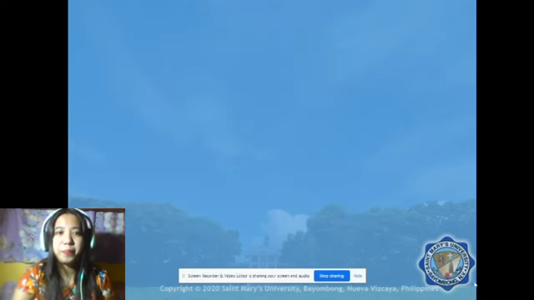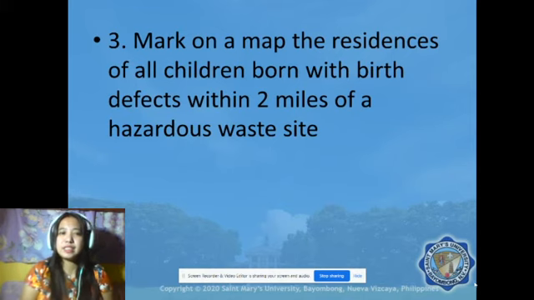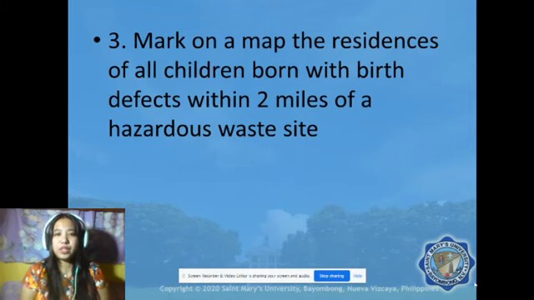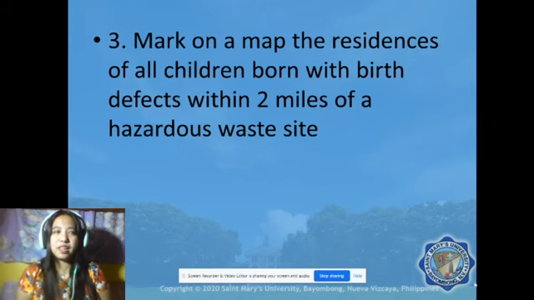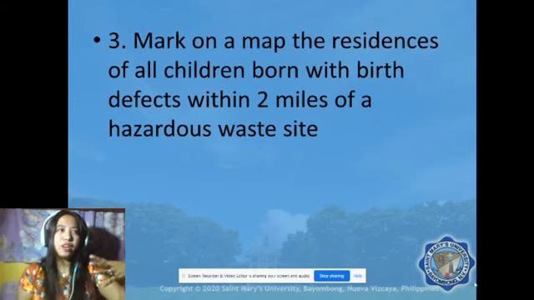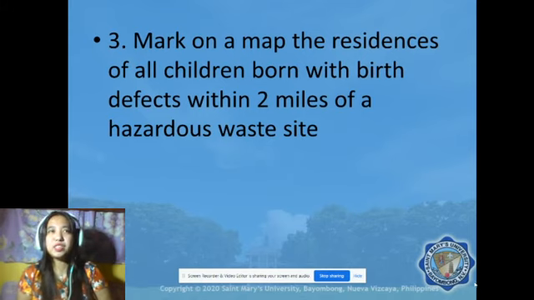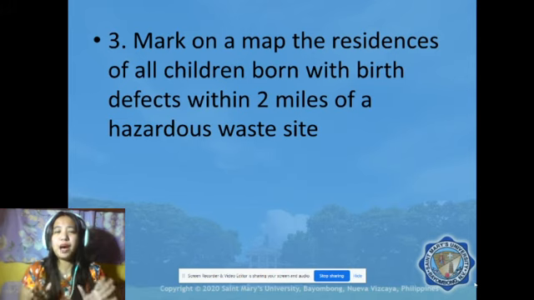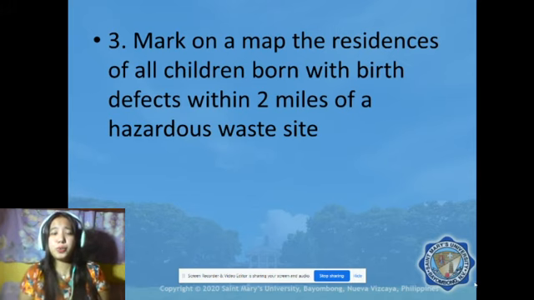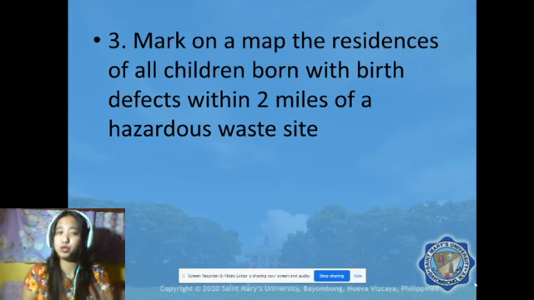This is not simply distribution just because it mentions frequency; it is determinants. Number three, mark on a map the residences of all children born with birth defects within 2 miles of a hazardous waste site. As mentioned, we can consider pattern: the occurrence in a particular location, or something to do with time or demographic profile. In number three, we are coming up with a distribution or a pattern by mapping the children born with defects within 2 miles of a hazardous waste site. We are just determining their location, which means this is simply distribution.